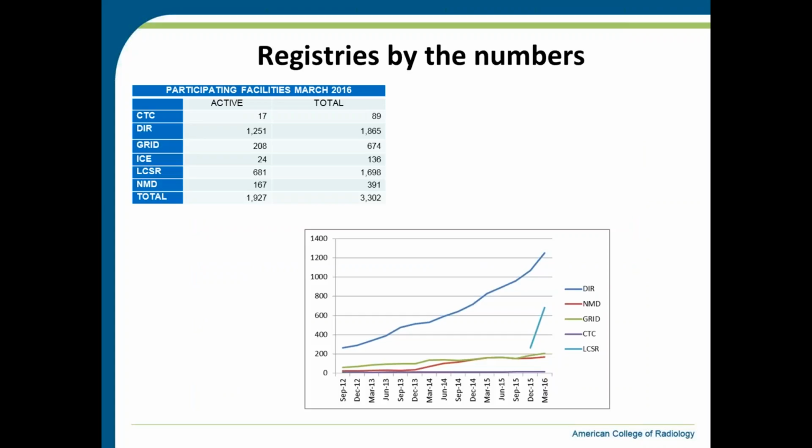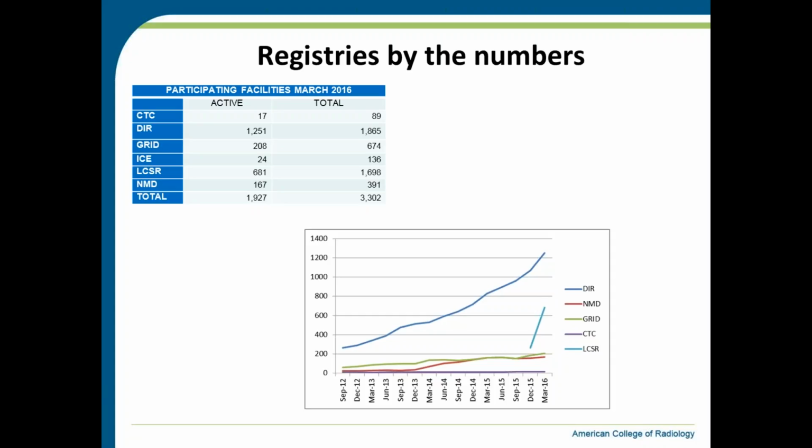Just want to give you a quick sense of how many people are participating in all of our registries. Like I said, we have 5 registries that can be used for PQRS reporting. You can see from this table that the Dose Index Registry, DIR, and the Lung Cancer Screening Registry are some of our high utilizers. We have over 1,800 physicians signed up for DIR, and for lung cancer screening it is 1,698, and these numbers continue to grow because this is based on March of 2016.